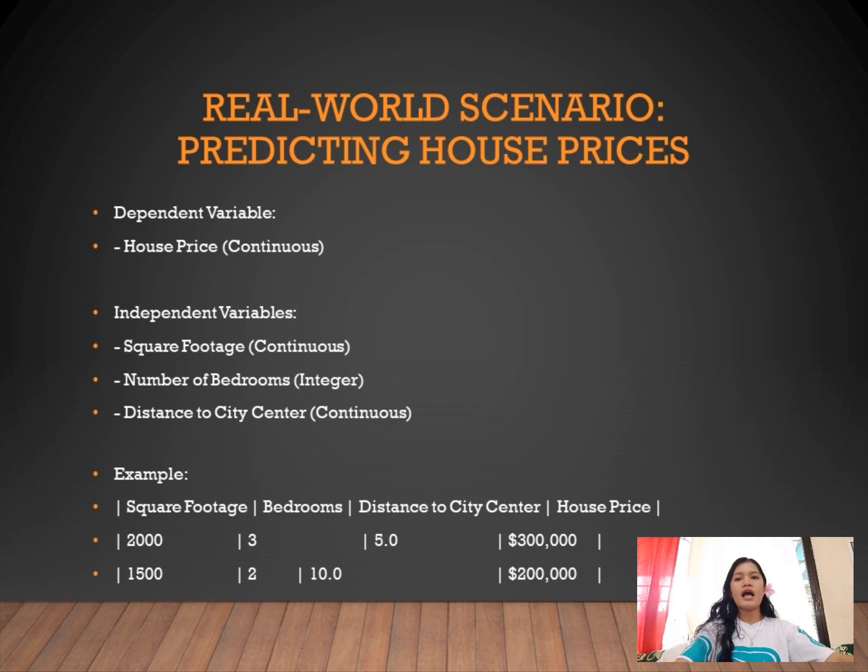For example, a house with 2,000 square feet, 3 bedrooms, and located 5 miles from the city center might be priced at $300,000 US. Using multiple linear regression, we can quantify the contribution of each factor to the overall price and use this model for future predictions.